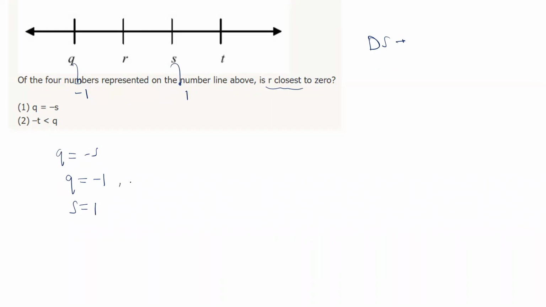So why only 1? Can we take 2? Yes, you can take Q equal to -2. Or -5, it hardly matters, then S is equal to 5. So between -5 and 5, 0 will definitely be there. So R is closest to 0 in that particular case.